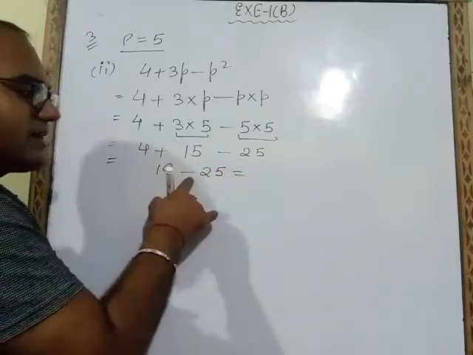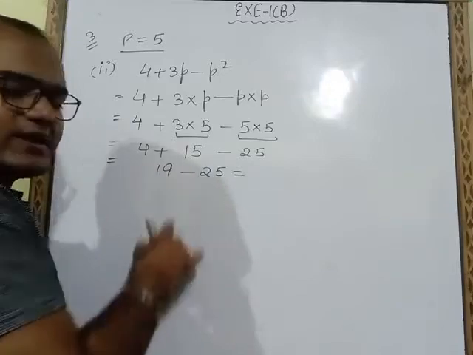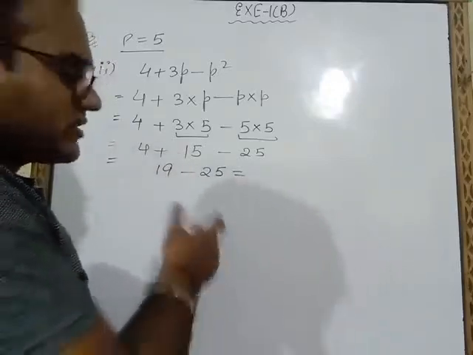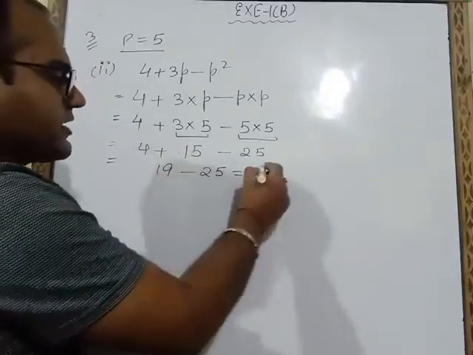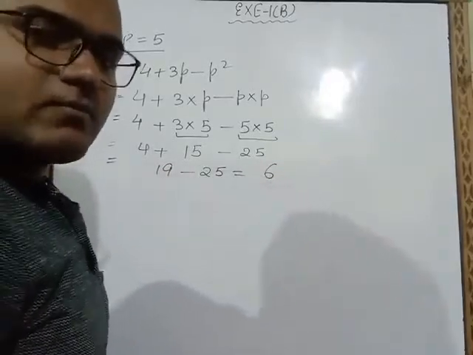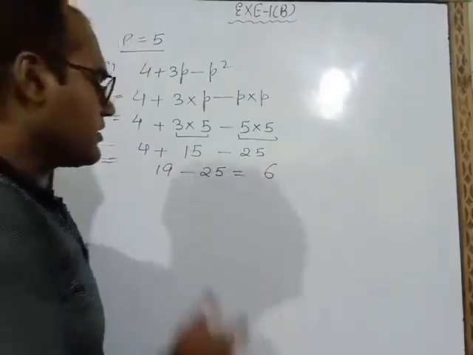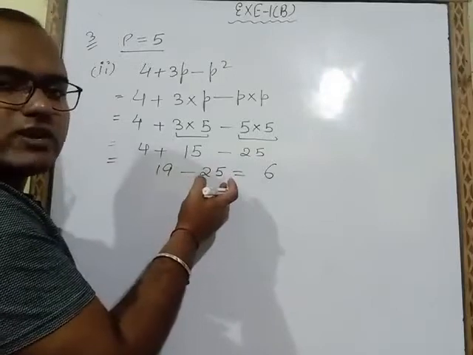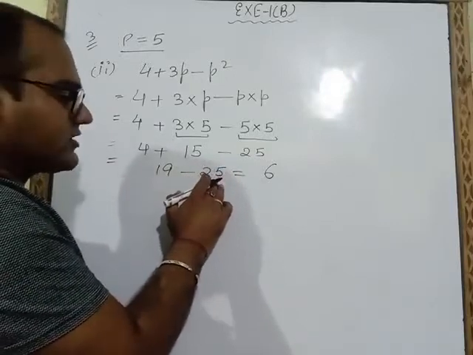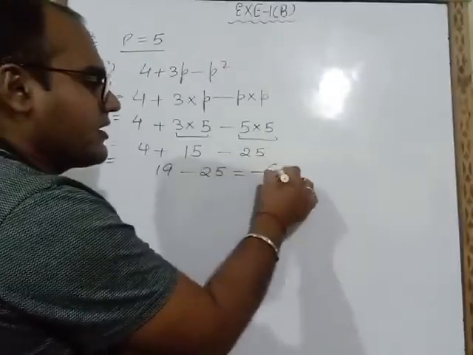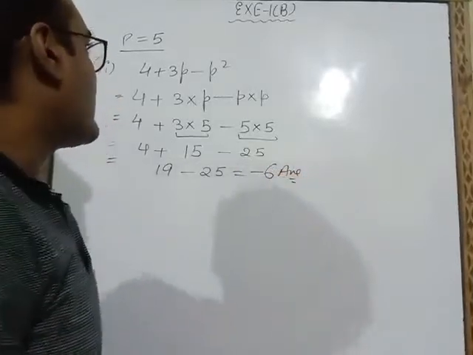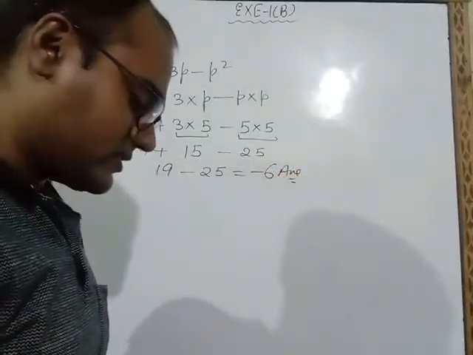Now this is plus and this is minus. Plus and minus, so you will subtract these two. On subtracting these two we will get 6. But you have to put the sign of the greater number. 19 and 25, which one is greater? 25 is greater. So minus sign we will write here in the answer. So answer of second part is minus 6.